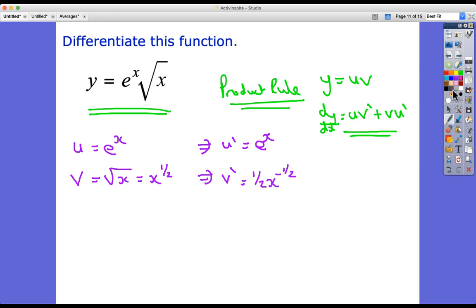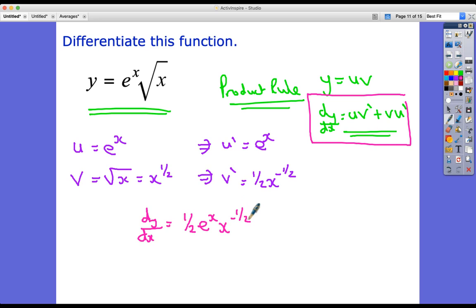So by the product rule now, we're going to put them into this. I know these four things, 1, 2, 3, 4 things. So dy by dx is going to be half, and because it's a number I'm going to put it in front. So half, e to the x, x to the power minus a half, plus, now these two things multiply together, so I've got plus e to the x, x to the power of a half.